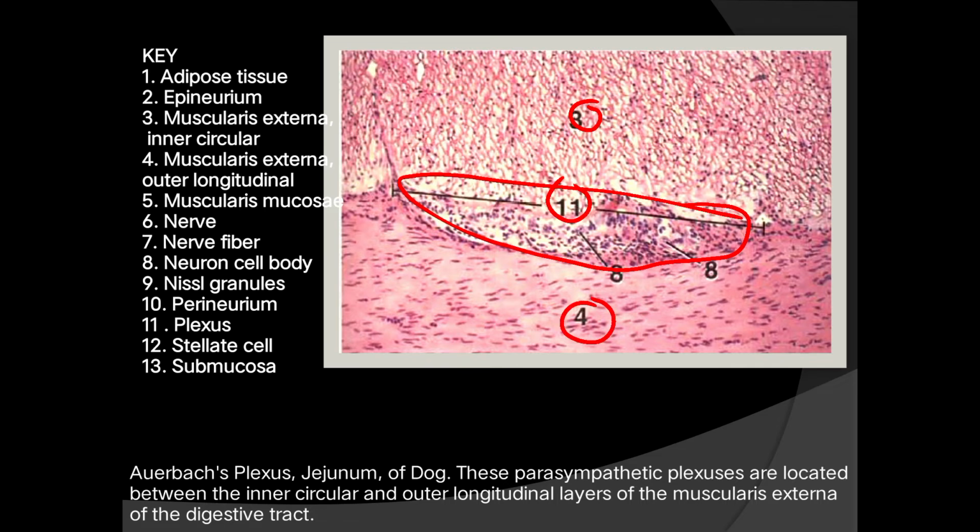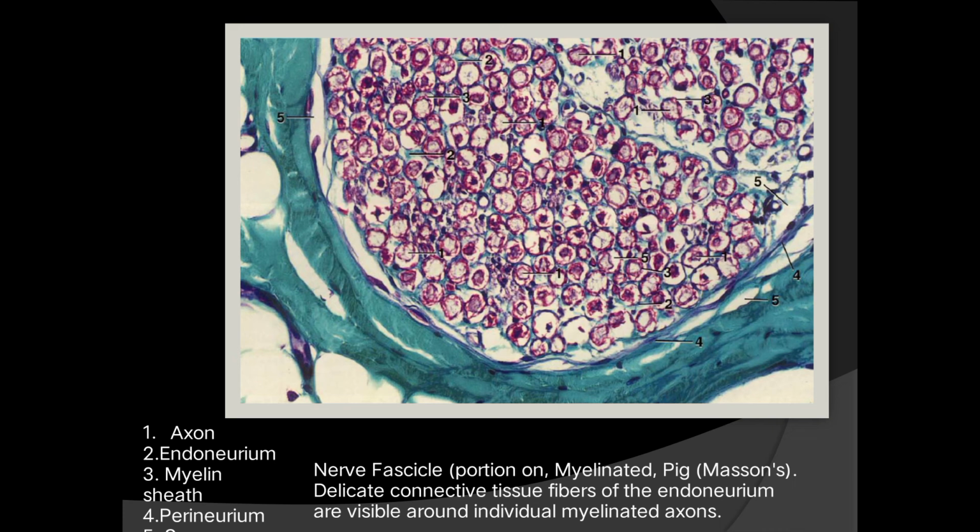So the myenteric plexus is visible in the jejunum of the dog. These parasympathetic plexuses are located between the inner circular and outer longitudinal layers of the muscularis externa of the digestive tract. So in the jejunum, the myenteric plexus is shown in this photograph, located between the inner circular and outer longitudinal layers of the muscularis externa of the digestive tract. So this is the inner circular layer, the outer longitudinal layer, and this is the myenteric plexus, which has the cell bodies. In this way it appears in cross section, just to have an idea.